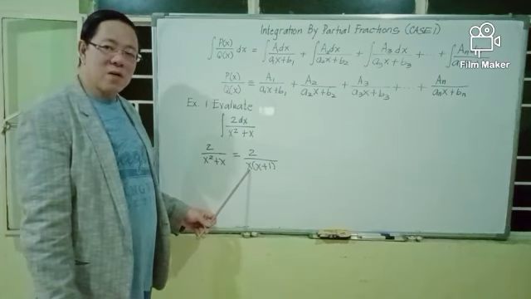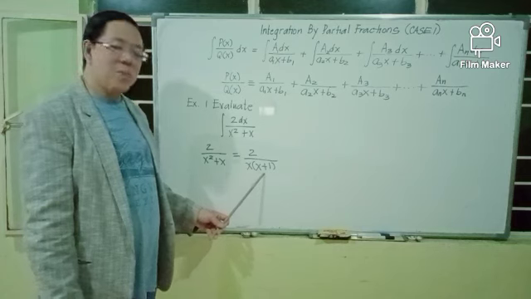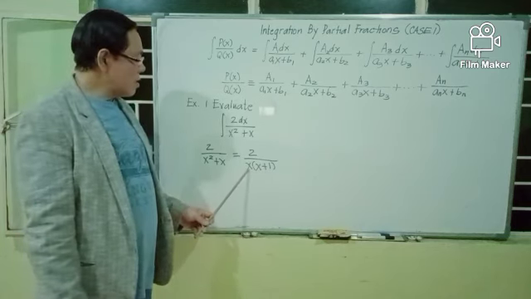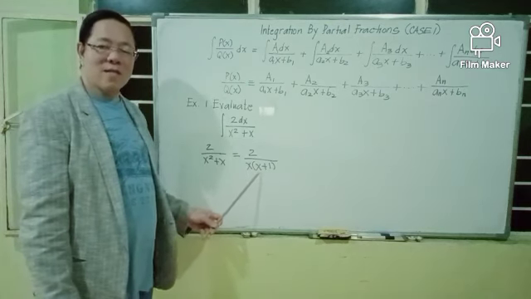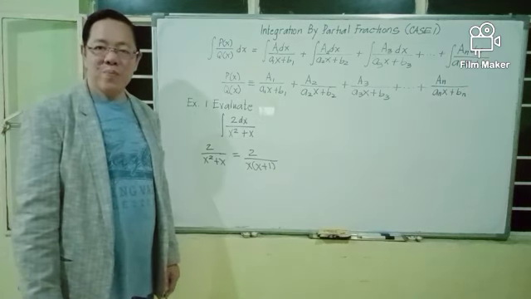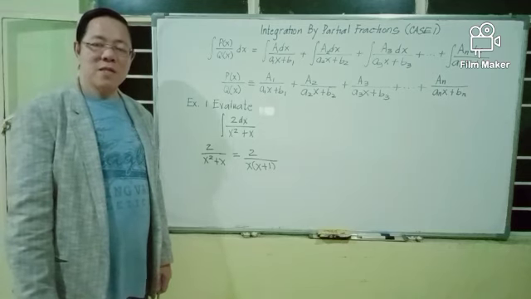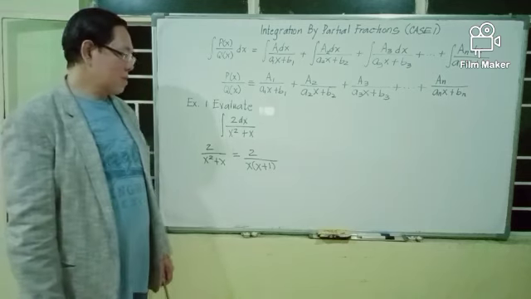X is linear because the exponent of x is 1. X plus 1 is linear because the exponent of x is 1. And these two factors, x and x plus 1, are both different. So this is integration by partial fraction case 1.